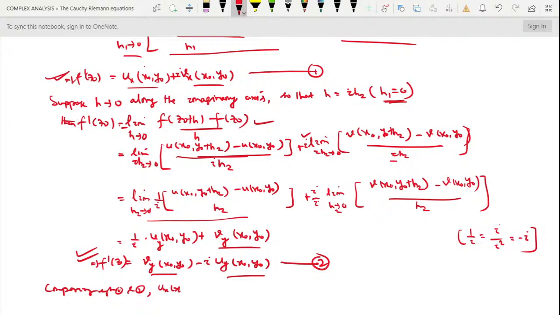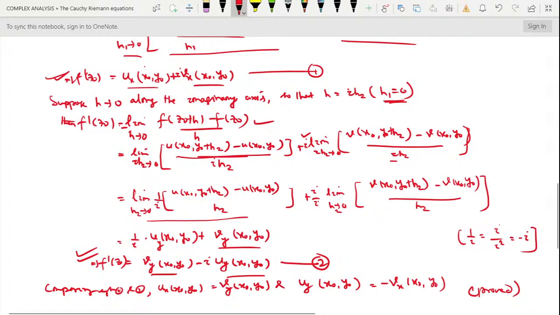Your u_x at (x naught, y naught) is equal to v_y at (x naught, y naught), and u_y at (x naught, y naught) is equal to minus v_x at (x naught, y naught). So this is the proof. Okay, this thing was given to prove, and this is f dash z naught equal to this one, and this thing you also got, and this is also part of that proof. Okay, now this is completed.